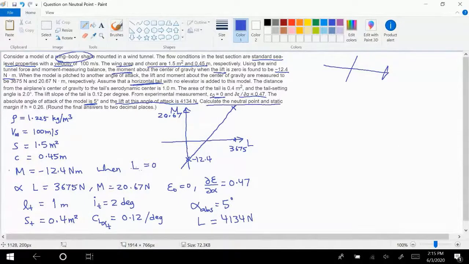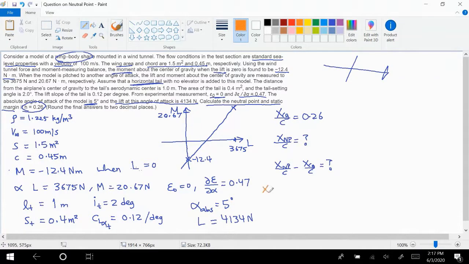Calculate the neutral point and static margin if h equals 0.26. So here h is xcg over c. So xcg over c equals 0.26, and you should find the neutral point xnp over c, and the static margin. Static margin is just the difference between the neutral point and the center of gravity, right? That's pretty straightforward. As long as you know the definition of static margin, you can find the difference between xnp and xcg.